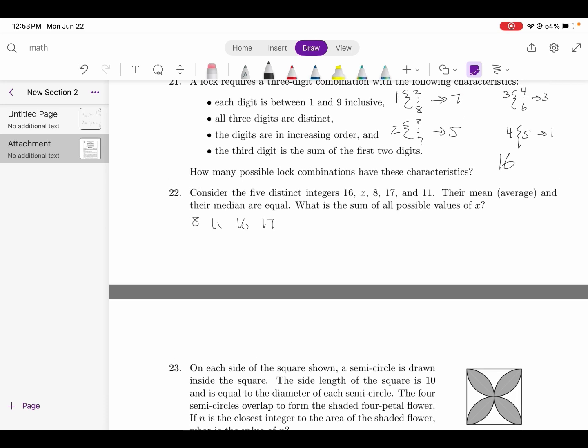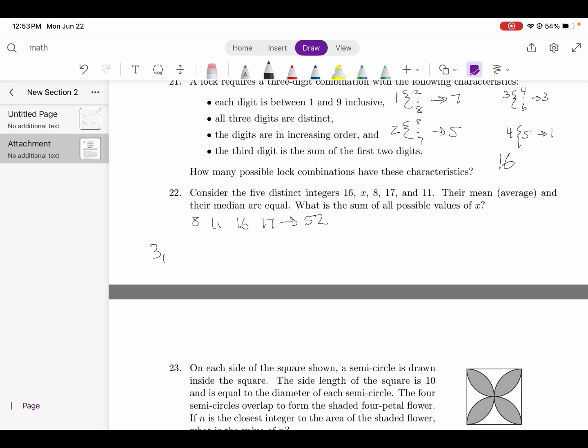And notice that the sum of the numbers that we have already is 33 plus 19, which is 52. And that's going to be useful for calculating the mean later. So first we do casework. If the median and mean are equal to 11, then that means that the sum of the 5 distinct integers is equal to 55, which is 11 times 5. So then x would be 3. And you see that that's possible because in 3, 8, 11, 16, 17, 11 is the median.